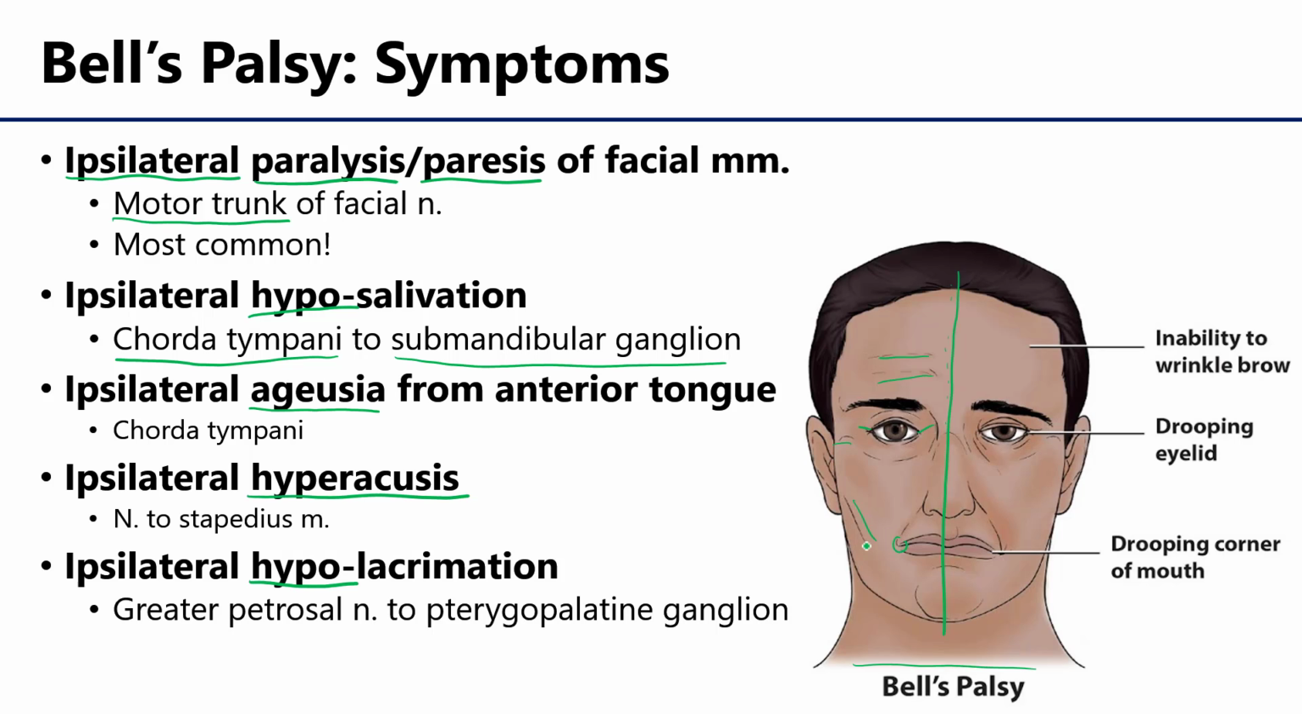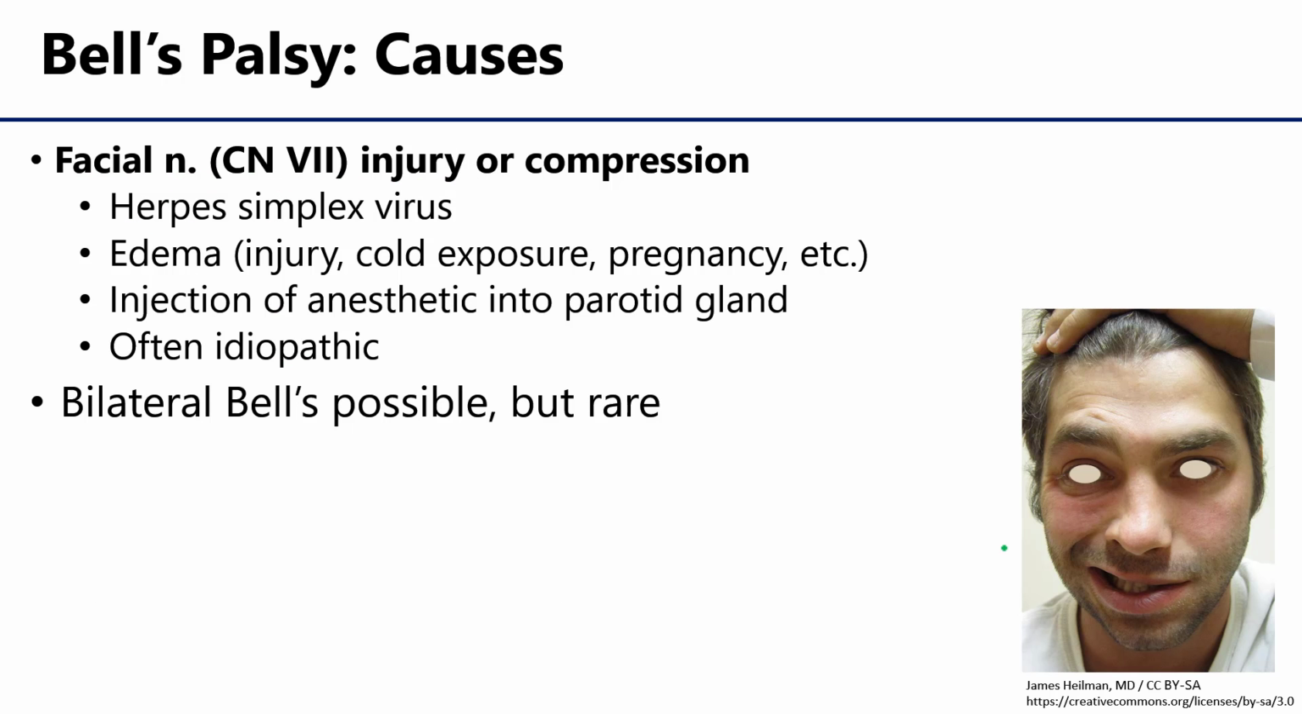The modiolus is holding the corner of the mouth up and in a neutral position, whereas when we begin to lose stimulation of these muscles, we don't see wrinkles in the forehead. The eyes tend to begin to droop. The corner of the mouth begins to droop. And there's just a general loss of facial tone throughout. So we can see that on this individual here.